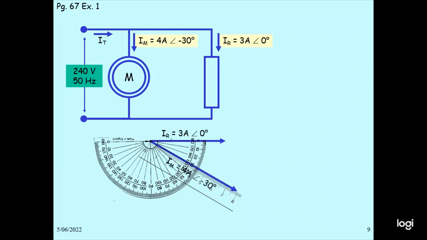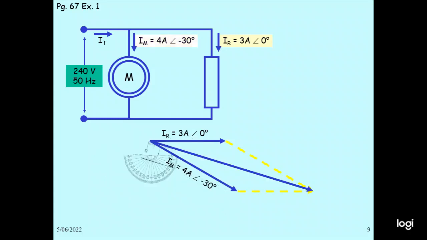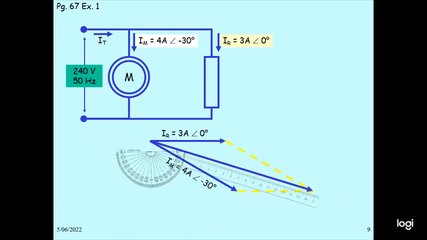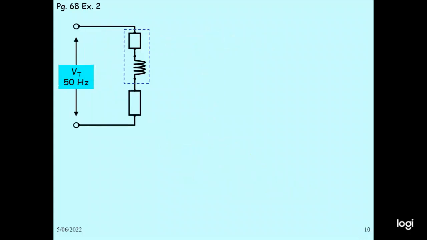Then you draw the parallelogram. So the diagonal is for the resultant magnitude. So this is 6.75 ampere angle minus 17 degree. Next example: this is for the 50 hertz supply. This is an electric resistor and a coil. V1 is 200 volt angle 0.